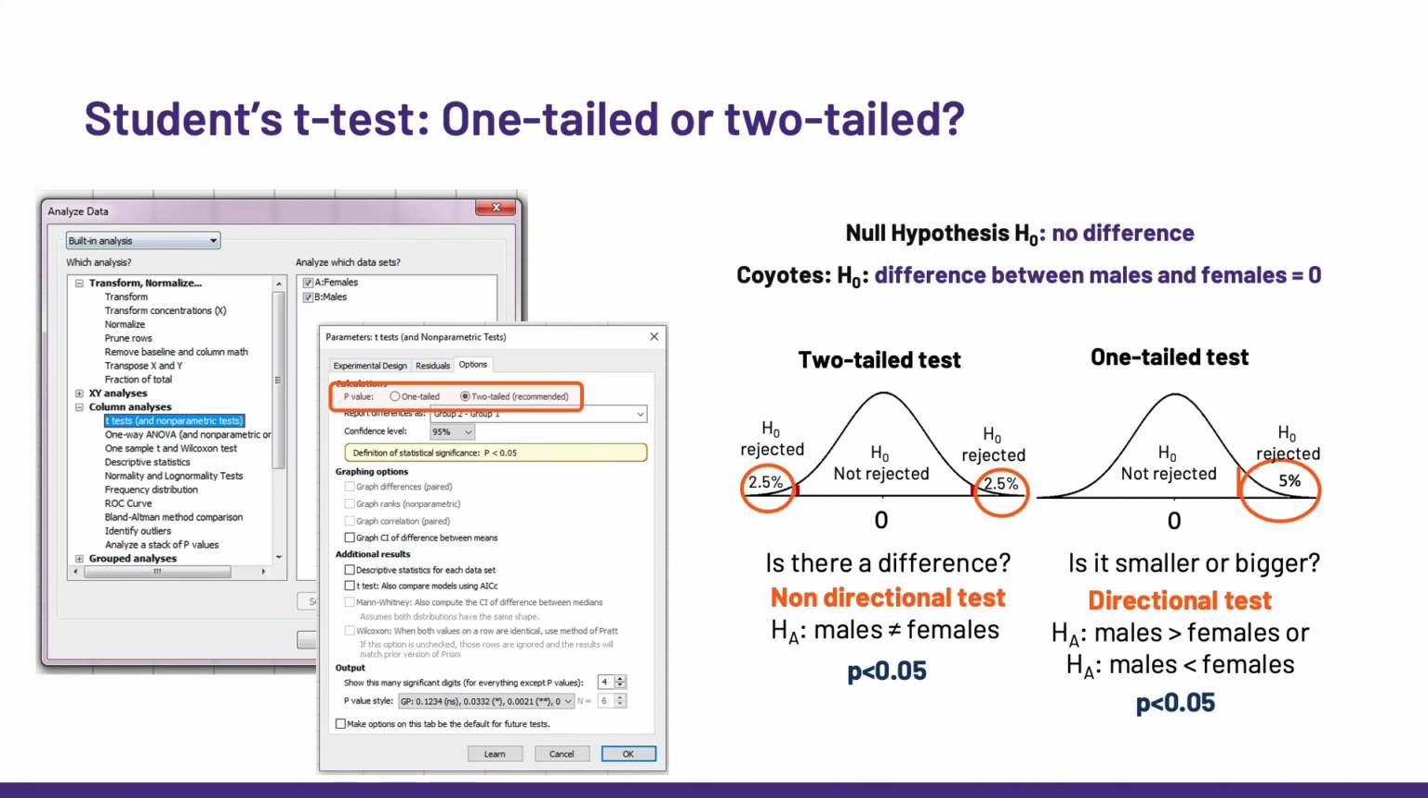The choice between 1 or 2 tails needs to match the scientific question, so it has to be made at the experimental design stage, way before collecting the data. In our case, we want to know if there is a significant difference between males and females, so we go for the default 2-tailed.